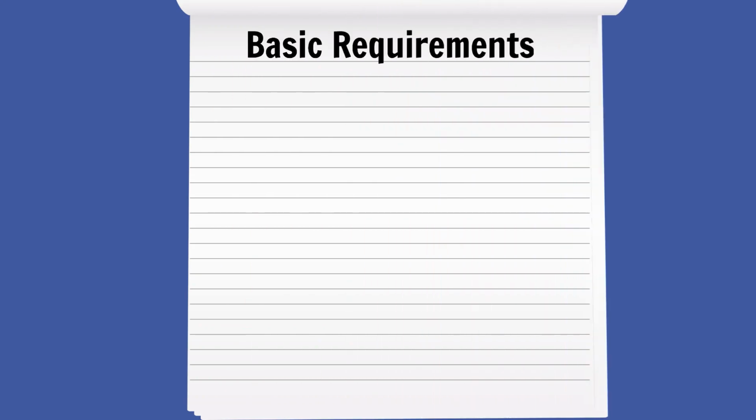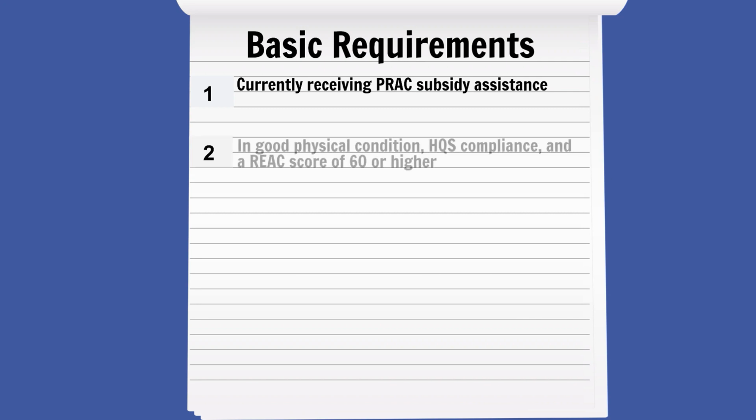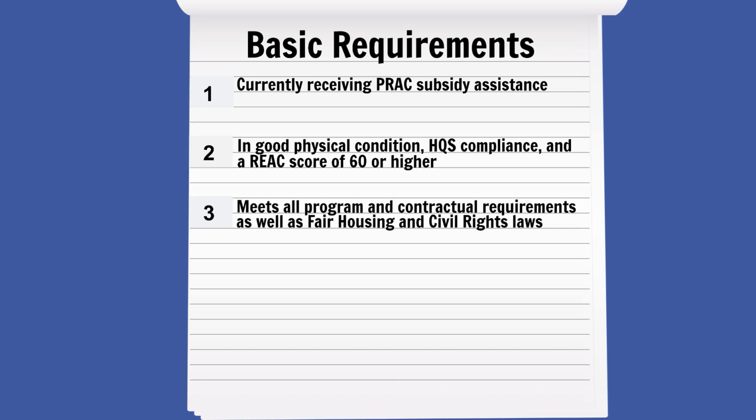In order to be eligible for RAD conversion, there are some basic requirements for properties and their owners. 1. The property must currently be receiving Section 202 PRAC subsidy assistance. 2. It must be in good physical condition, in compliance with HQS, and have a REAC score of 60 or higher. If their score is lower, the owner must have plans to address deficiencies as part of the conversion. 3. The property must be operated in compliance with all program and contractual requirements, including fair housing and civil rights laws. And 4. It must be in good standing with HUD.